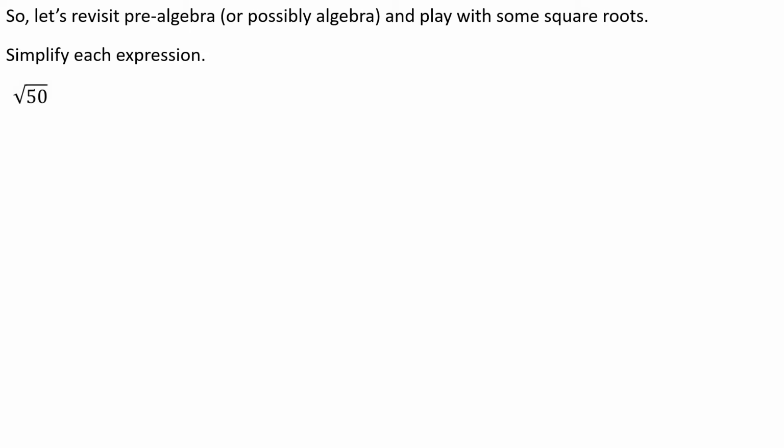Square root of 50. Okay, I'm thinking 25 times 2. Square root of 25 is just 5. There's an answer. Square root of 63. I'm thinking 9 times 7. Square root of 9 is 3. There's my answer, 3 root 7.